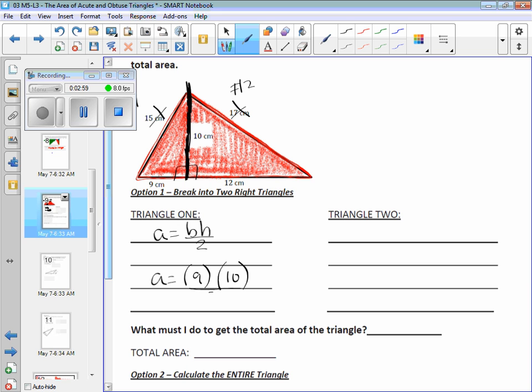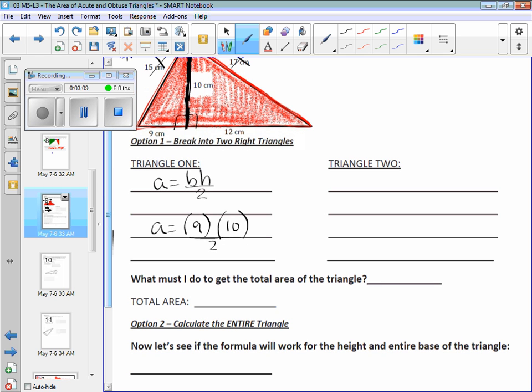Okay, yeah, let's use a little trick. Which number is divisible by 2? Well, 10. So split 10 in half and get, what's 9 times 5, everybody? 45, in this case, square centimeters. Okay, I'm going to circle that, but that is not our final answer. Because don't forget, we got to add it to the area of triangle 2.